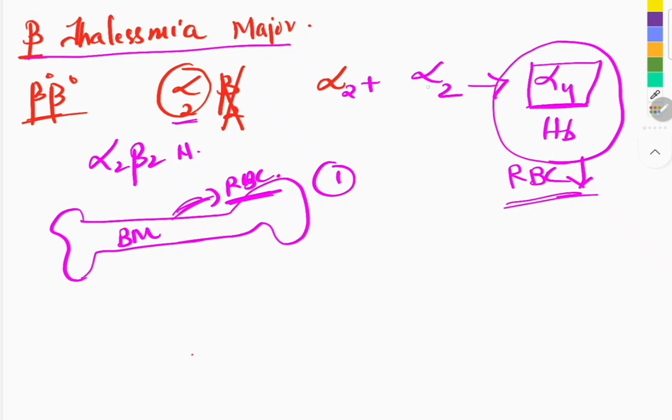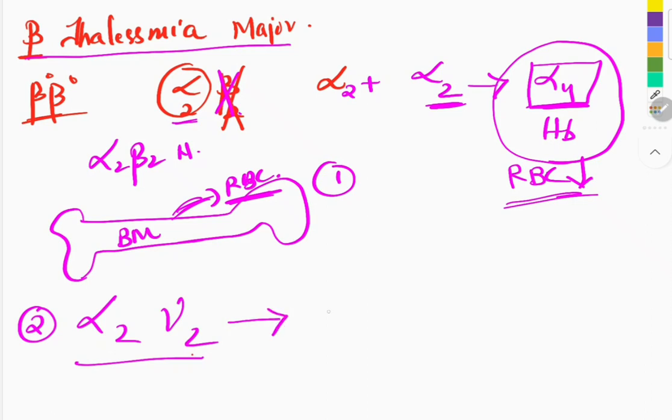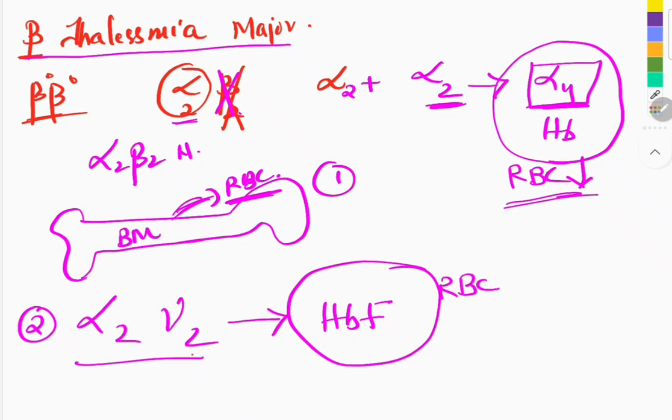Second, I told you alpha chains will join with other two alpha chains to form alpha 4 tetramers because they don't have beta 2 chains. The second thing is that some alpha 2 chains will join with gamma 2 chains. So alpha 2 gamma 2, tell me which kind of hemoglobin that is. It is fetal hemoglobin. Now you all know that fetal hemoglobin has increased affinity towards oxygen.